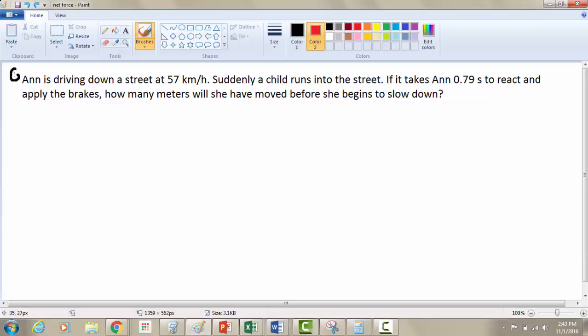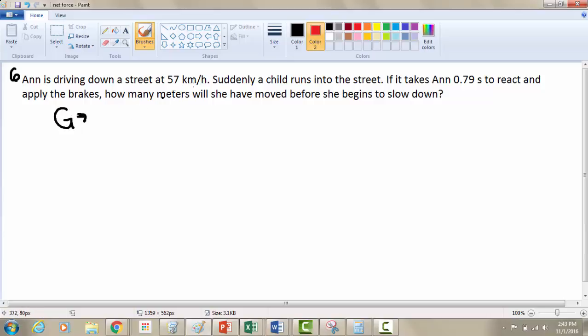This is problem number 6 from the WebAssign. Anne is driving down a street at 57 kilometers per hour. Suddenly, a child runs into the street. If it takes Anne 0.79 seconds to react and apply the brakes, how many meters will she have moved before she begins to slow down? We're going to approach this problem by using the Guppies method.